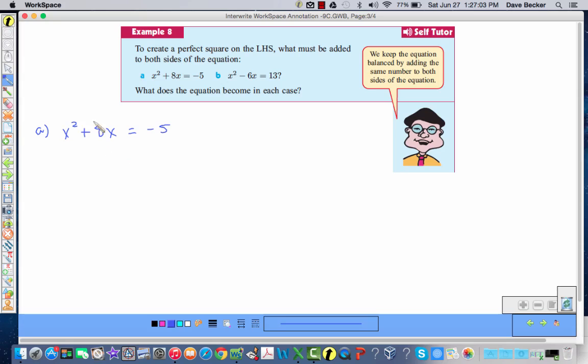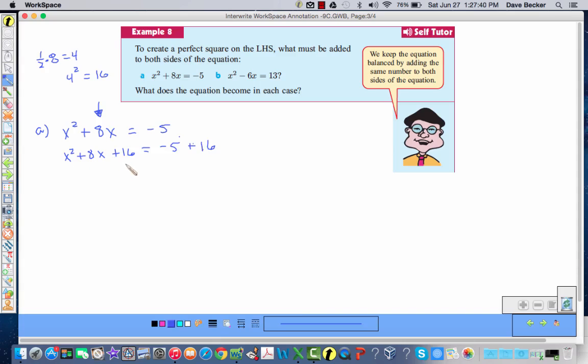Well, to do that, all you do is you take 1/2 of the coefficient of the x to the first power term. So I take 1/2 of 8, and that's equal to 4, and then I square it. And that's equal to 16. And that is what I'm going to add to the left side of the equation. And in order to balance, I also have to add it to the right side of the equation, and everything's great.